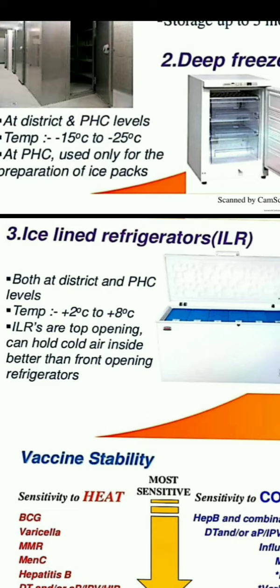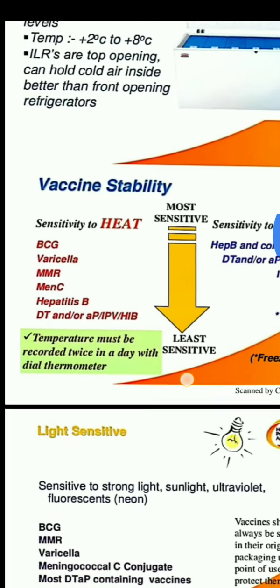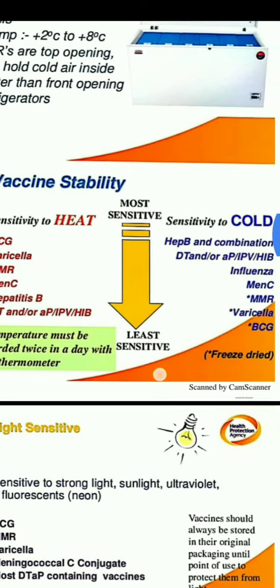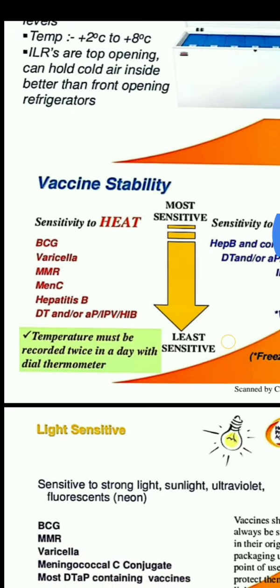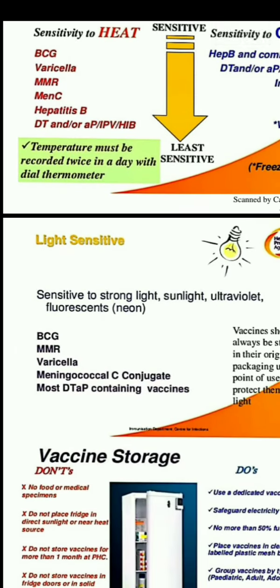Now this is often asked: vaccine stability, or you can say sensitivity to heat. The vaccine most sensitive to heat is BCG, then varicella, then MMR, then meningococcal C, then hepatitis B, and then DT, HIB, IPV, or aP. Sensitivity to cold will be the opposite. So hepatitis B is most sensitive to cold, and then DT, IPV, HIB, then influenza, then meningococcal C, then MMR, then varicella, then BCG. Light sensitivity is also asked: BCG, MMR, varicella, meningococcal C conjugate, and DTaP.